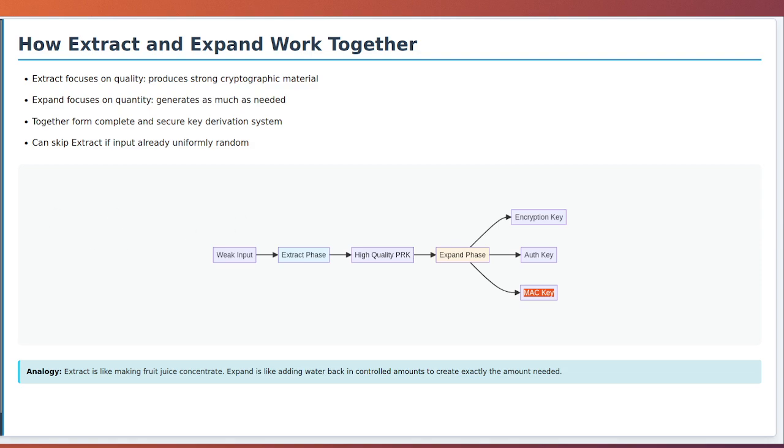In cryptographic terms, extract ensures that even if your input key material came from a weak source, the output PRK is cryptographically strong. Expand ensures that all the derived keys are computationally independent. Knowing one derived key does not help an attacker figure out any other derived keys. This separation of concerns makes HKDF both secure and flexible. You can even skip the extract phase if your input key material is already a uniformly random string of the right length, though using both phases is generally recommended for maximum security.